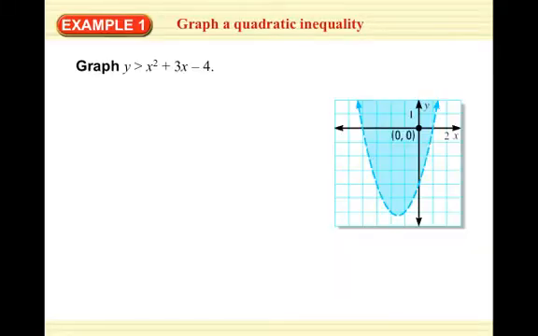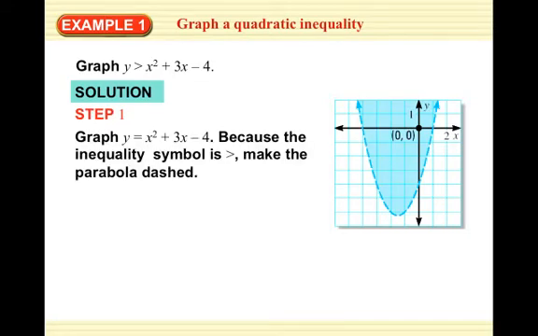Okay, so we're going to graph y greater than x squared plus 3x minus 4, and we've got a picture over there, so how do we get to that? Well, the first thing we do is we graph the parabola. So we're going to graph y equals x squared plus 3x minus 4. And because the inequality symbol is greater than, make the parabola dashed.